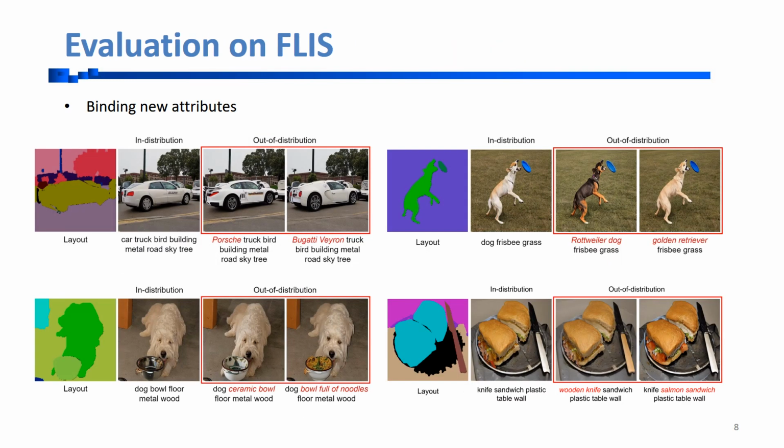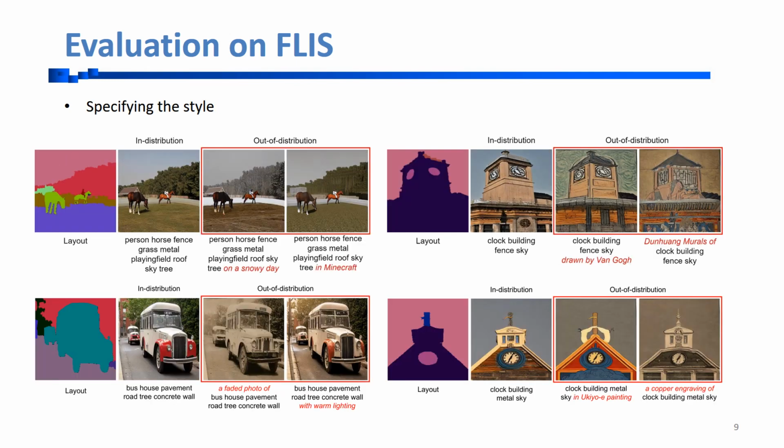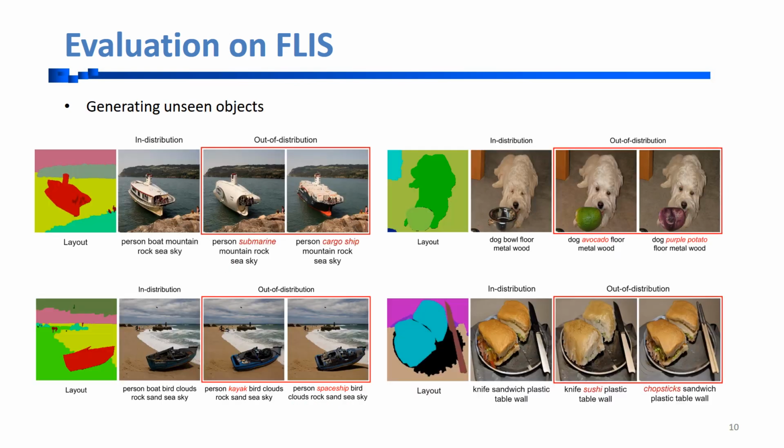Now let's see some experimental results. First, we showcase some FLIS results generated by FreestyleNet. It can bind new attributes to a specific object. For instance, we can specify the car as Porsche or Bugatti Veyron. We can also render the image with the desired styles. An impressive case can be seen in the image on the top left, where we put all stuff in Minecraft. FreestyleNet allows us to directly generate unseen objects as well, provided that the spatial layout is reasonable.